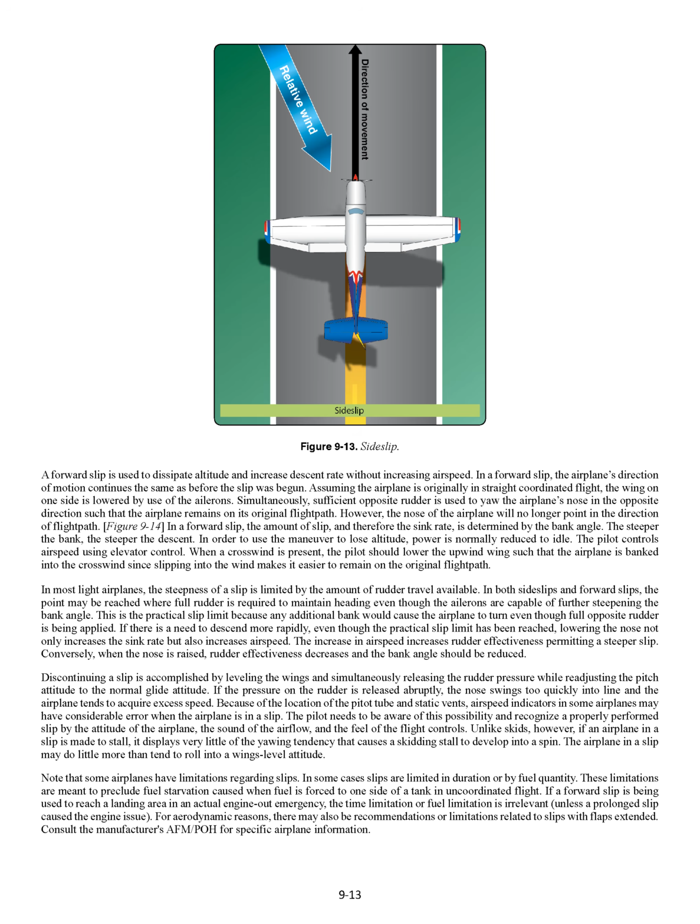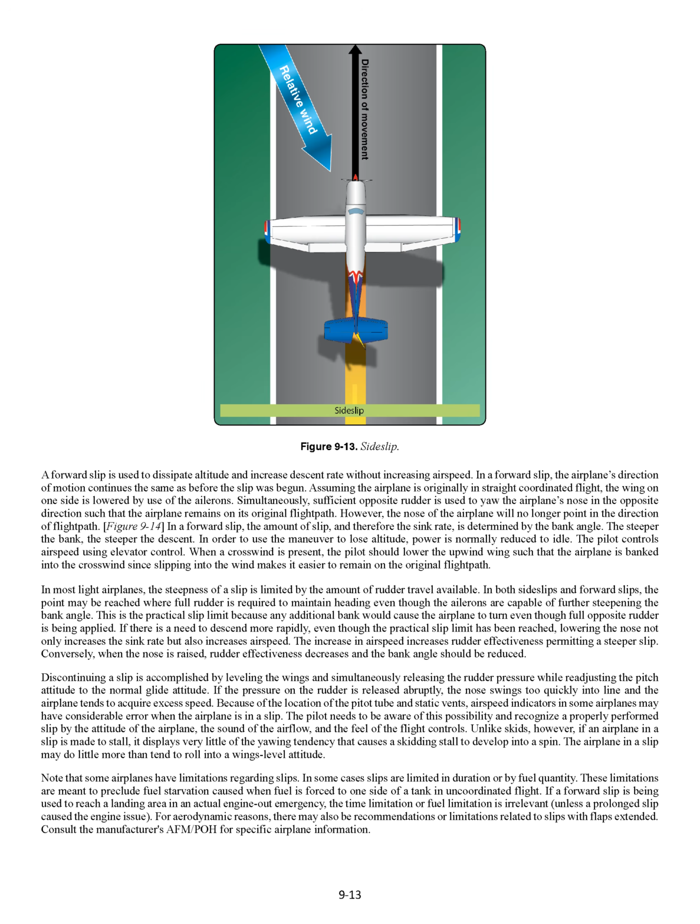The pilot needs to be aware of this possibility and recognize a properly performed slip by the attitude of the airplane, the sound of the airflow, and the feel of the flight controls. Unlike skids, however, if an airplane in a slip is made to stall, it displays very little of the yawing tendency that causes a skidding stall to develop into a spin. The airplane in a slip may do little more than tend to roll into a wings level attitude.